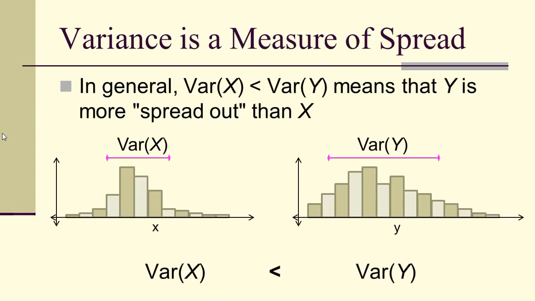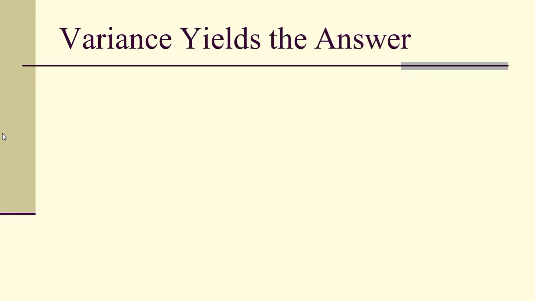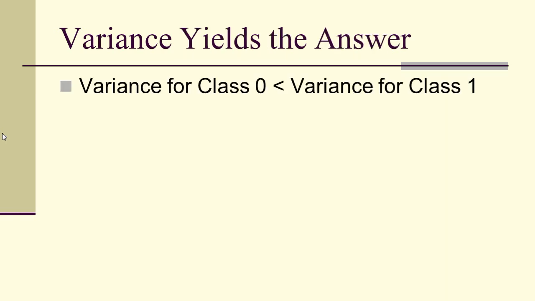And variance is a measure of spread. So if the variance of x is less than the variance of y, then that means y is more spread out than x. And that's exactly what characterizes this problem. The 8-sided die has more variance than the 6-sided one. And variance yields our answer. So for class 0, let's do class 0.